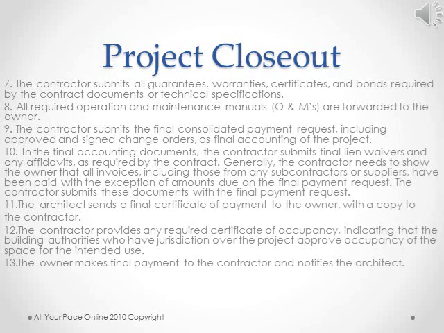Number 11, the architect sends a final certificate of payment to the owner with a copy to the contractor. Number 12 is, the contractor provides any required certificate of occupancy indicating that the building authorities who have jurisdiction over the project approve occupancy of the space for the intended use. And the final step in project closeout is the owner makes final payment to the contractor and notifies the architect.